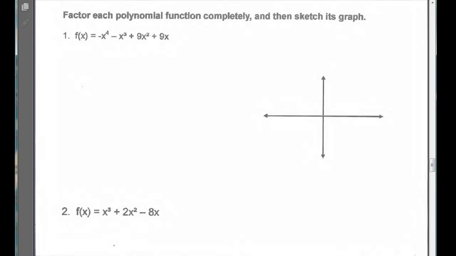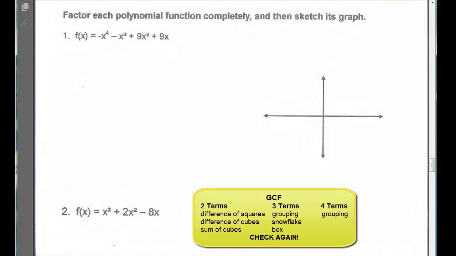Now we're going to factor each polynomial function completely and then sketch its graph. Remember our chart for factoring. We look for the GCF first. Once we pull out our GCF, we look to see if it's got 2 terms, 3 terms, or 4 terms.